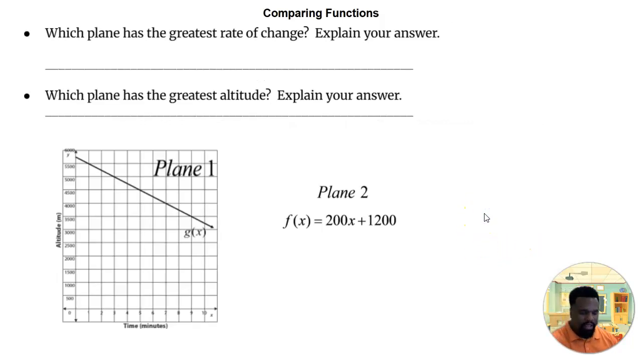All right, let's take a look at this here. We're looking at plane 1, which is a graph. Plane 2 is an equation. Think about your slope-intercept form, y equals mx plus b, or instead of y, you might see f of x. f of x and y are the same thing. They're both outputs. It asks which plane has the greatest rate of change. Rate of change is the same thing as saying slope.